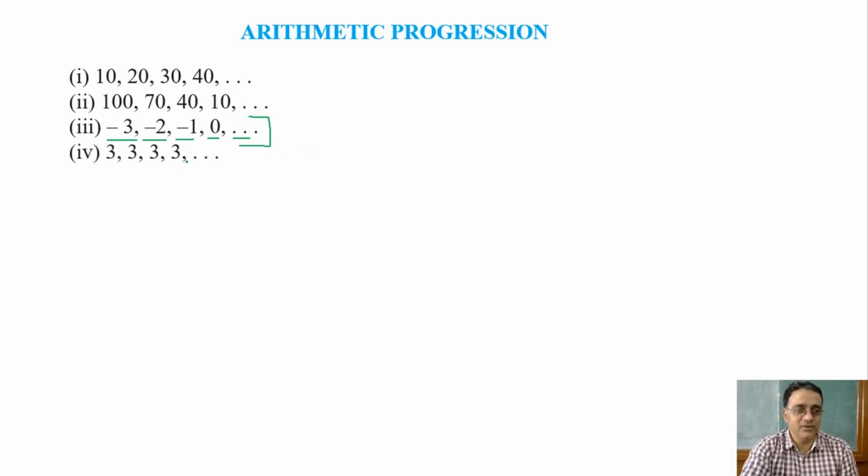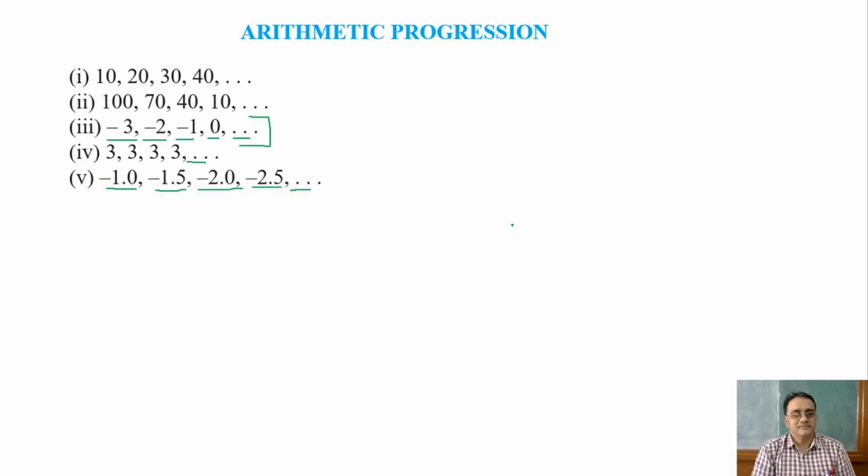3, 3, 3, 3. What is the next term? 3. So we are getting 3 here. Next, -1.0, -1.5, -2.0, -2.5. What is the next one? -3.0. So is this decreasing or increasing? Decreasing. Decreasing order means we have to add the negative. So what are we adding here? -0.5, we are adding -0.5 to each term.